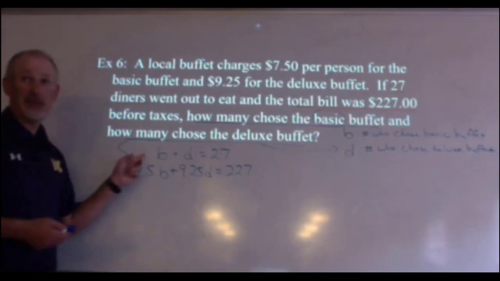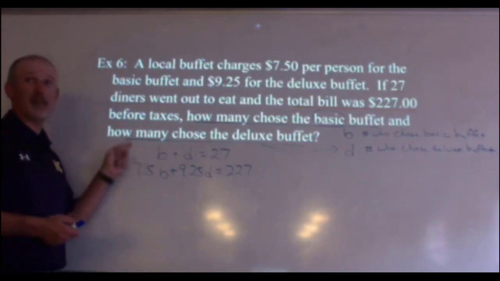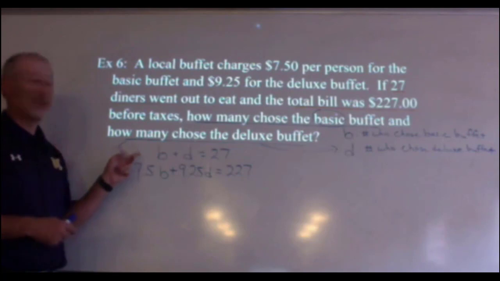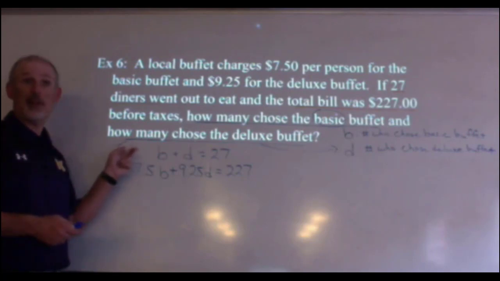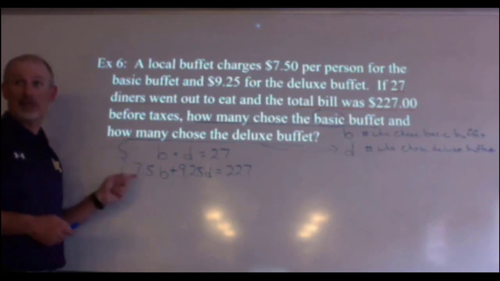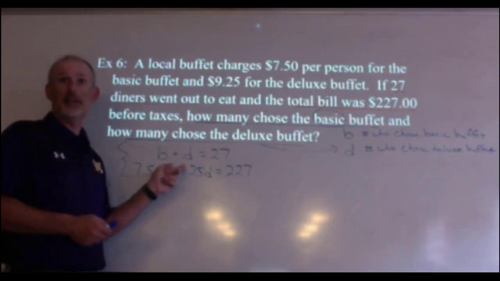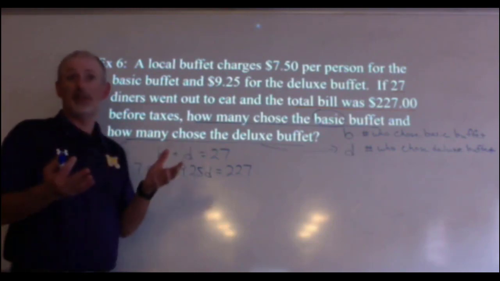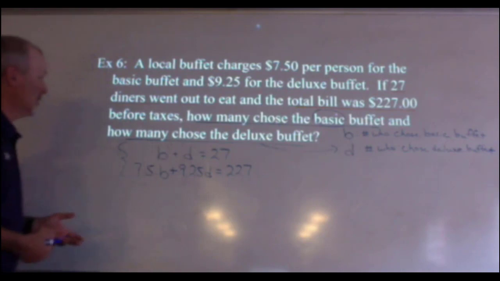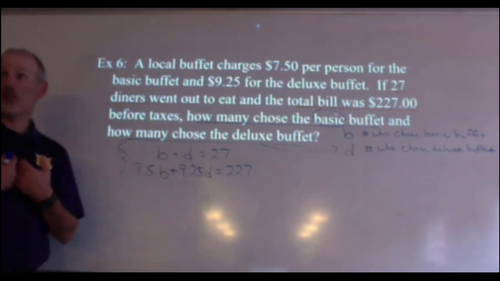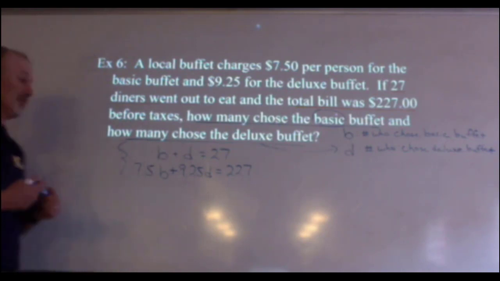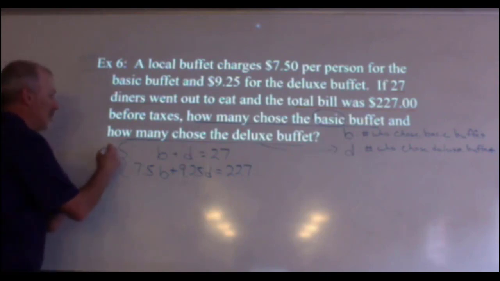So if I was going to do the b's, what would I have to multiply by to make these opposites? You'd multiply by negative 7.5 up here, right? And that would cancel out the b's. If I was going to cancel out the d's, what would I have to multiply by? Negative 9.25, right? So you've got those two options if you're going to use elimination. I guess I'd use the smaller one, just keep the numbers as small as possible. So let's multiply by negative 7.5.